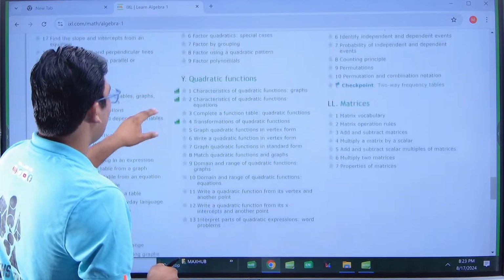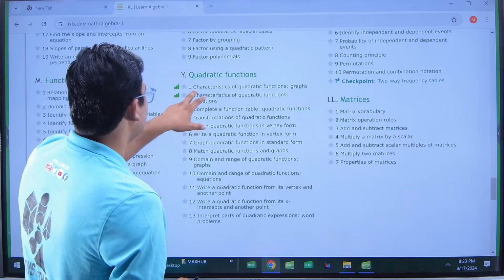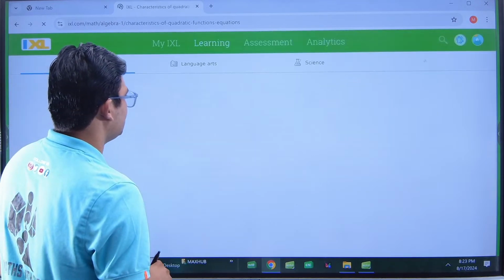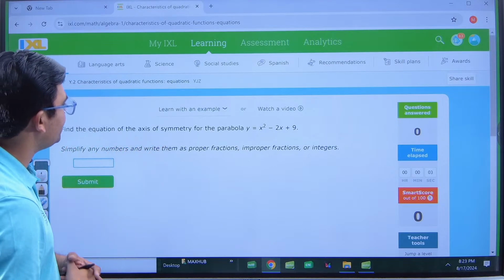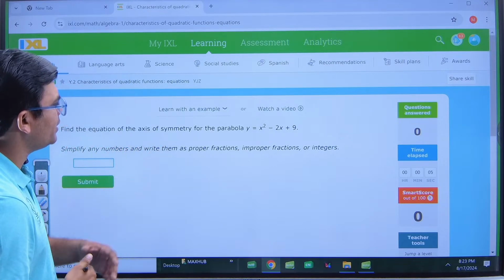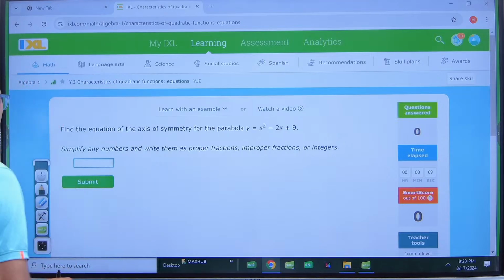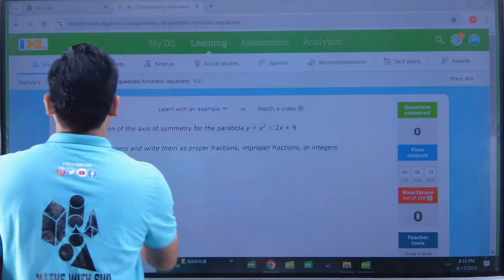So now we are going to do the second one. Characteristics of the quadratic function. This has been done. Now, characteristics of quadratic function equations. Find the equation of the axis of symmetry for the parabola y is equal to x squared minus 2x plus 9. Okay. Now how are you going to do this question? Very good question.